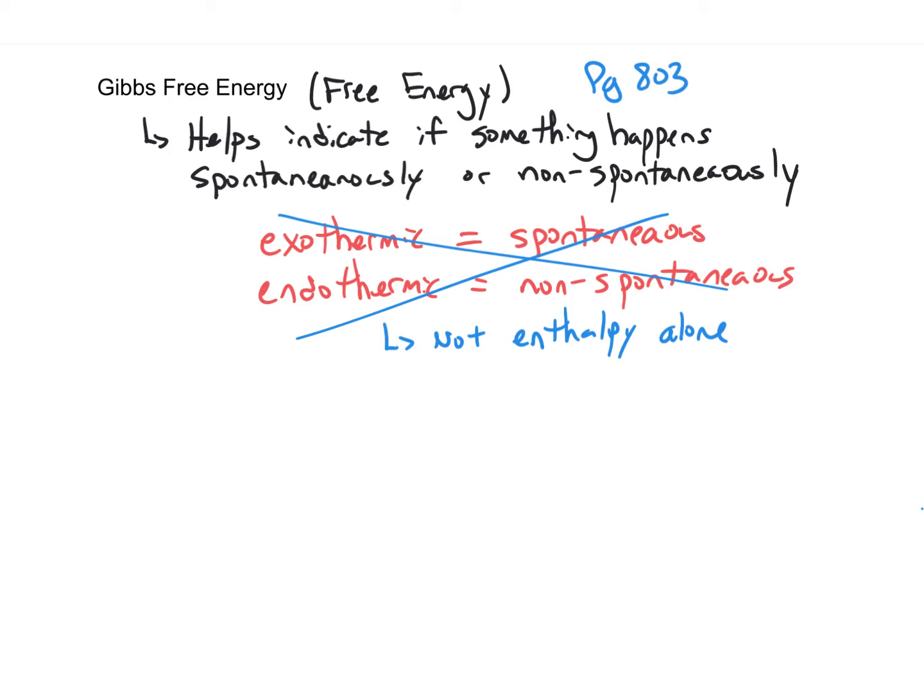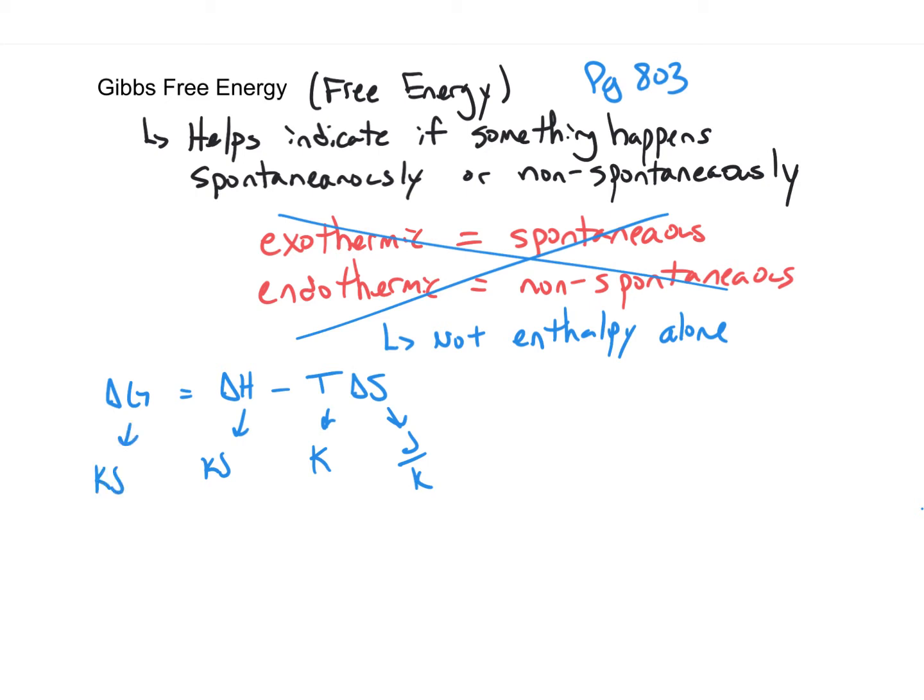Gibbs free energy is identified by delta G. Delta G is equal to delta H minus T times delta S, where delta H is the enthalpy, usually measured in kilojoules, and T is the absolute temperature measured in Kelvin. And delta S is the entropy, and that's measured in joules per Kelvin. If you take the enthalpy and the entropy multiplied by the temperature, you get Gibbs free energy. Gibbs free energy, or free energy, is often measured in just kilojoules.